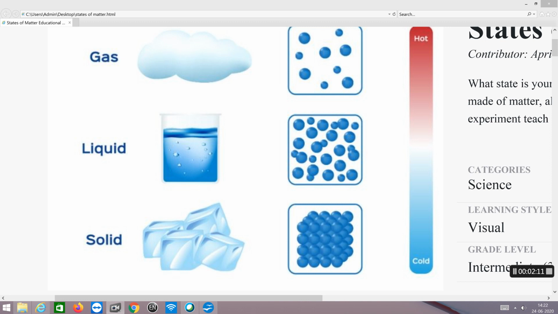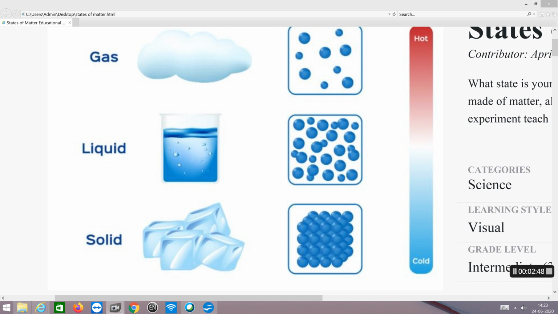Look at the board, how the molecules are arranged in solid, liquid and gas. You can see in solid the molecules are closely packed. There is no space between the molecules. So the force of attraction between the molecules is very high in solid, and the molecules cannot move from one place to another because they are closely packed. So solids have definite shape and volume.